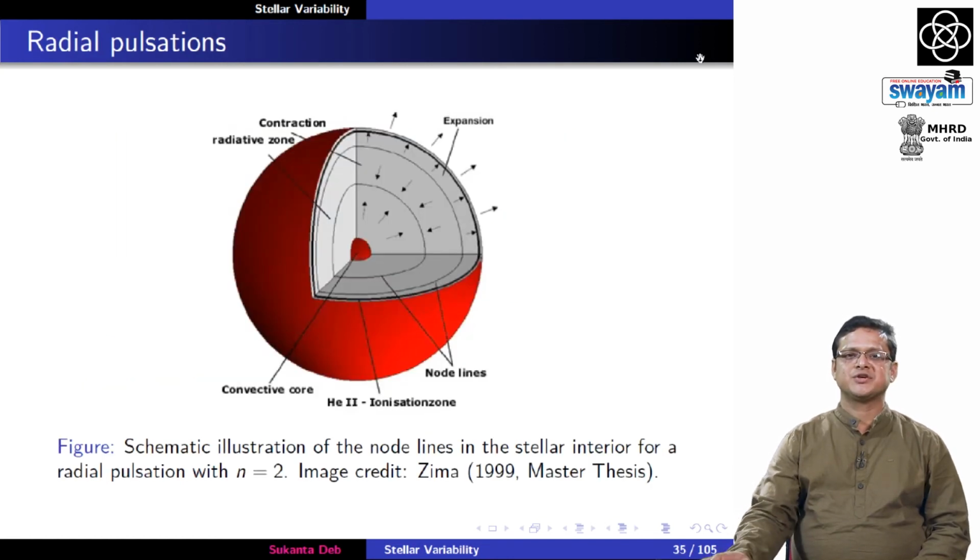Here is a schematic illustration of the node lines in the stellar interior for a radial pulsation with n equal to 2. So, n equal to 2 says that there are two nodes between the center and the surface of the star.